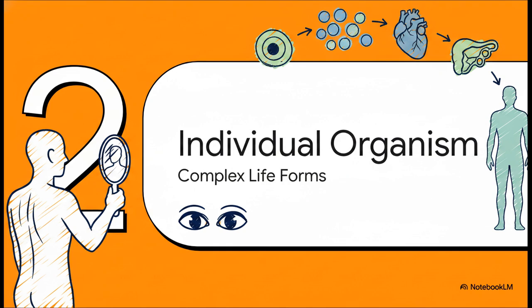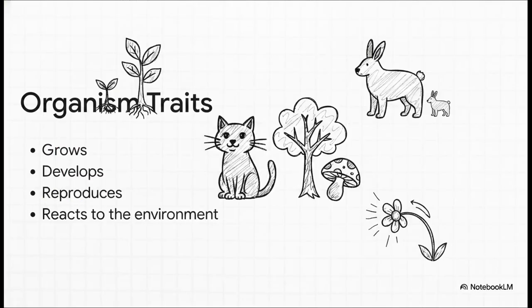The individual organism. This brings us to the level you are definitely the most familiar with. I like to call it the mirror level. Once we combine all those vast, crazy networks of cells, we hit the organismal level. This is an individual living organism. But what actually makes something an organism? Well, the crucial thing here is that it has to do 4 very specific things. It grows, it develops, it reproduces, and it reacts to its environment.